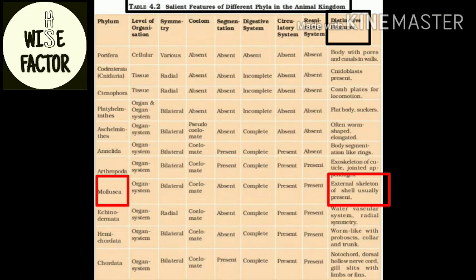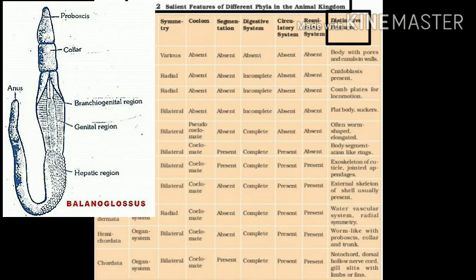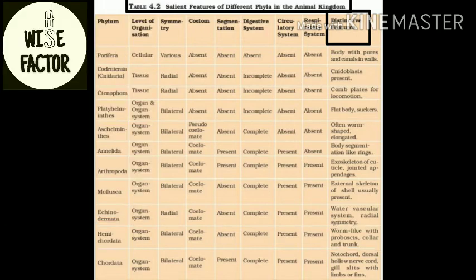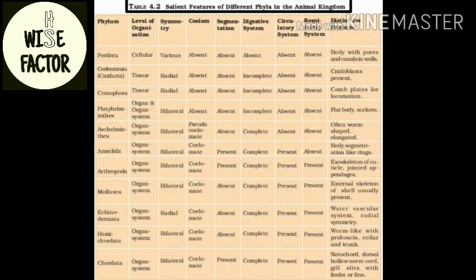It is easy to relate with our normal observation because Mollusca contains snails. Echinoderms have water vascular system and they are radially symmetrical, although the larvae are bilaterally symmetrical. Hemichordata are worm-like with proboscis, collar and trunk. While the last phylum Chordata, they have notochord, dorsal hollow nerve cord, gill slits with limbs or fins. These characters are present in a chordate normally in their embryonic stage. I hope that now this table will look less complicated for you.